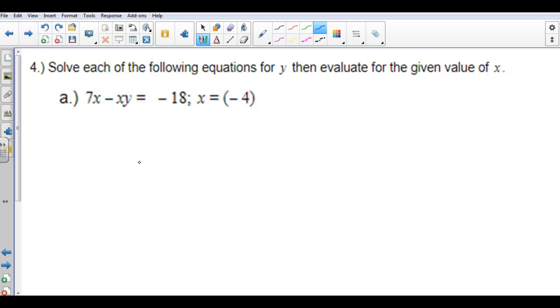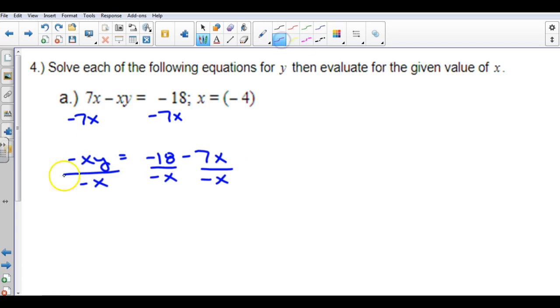So kind of going back to some of the evaluating again. We are going to solve each of these equations for y first, and then we're going to evaluate given the value of x. So again, very similar to what we did in the first problems. What I'm going to do first is get the y by itself, and I'm going to do that in this case by subtracting 7x on both sides. So I have negative x times y is equal to negative 18 minus 7x. And then I'm going to divide everything by negative x.